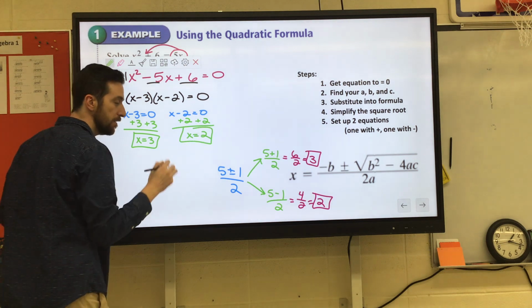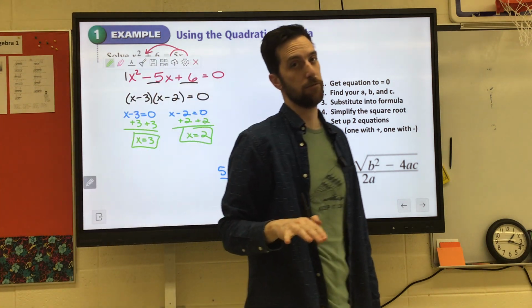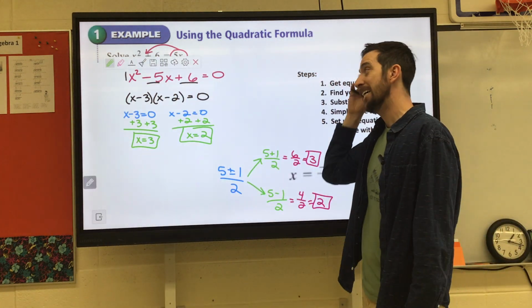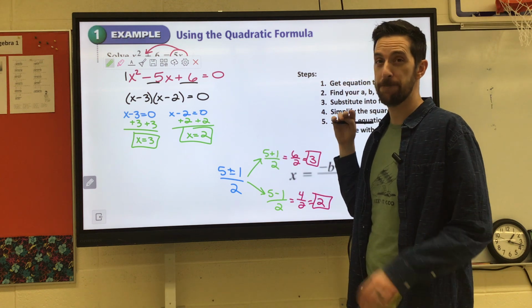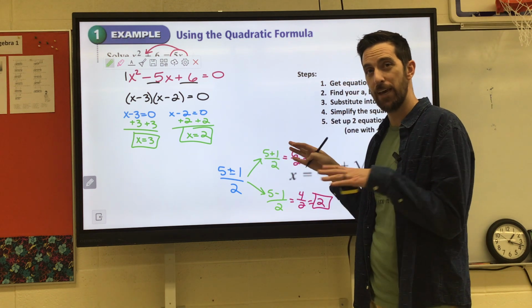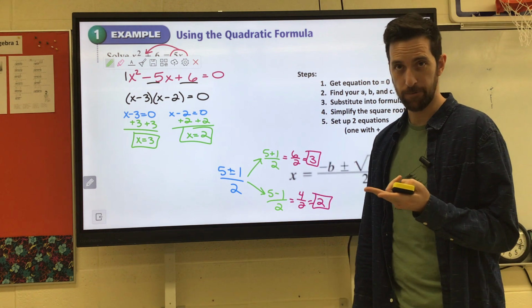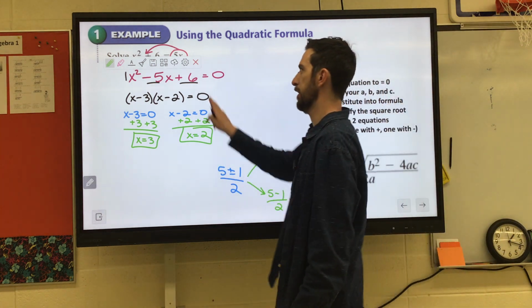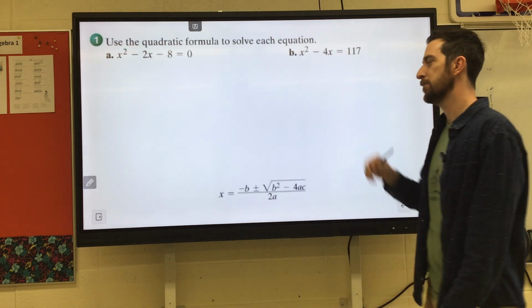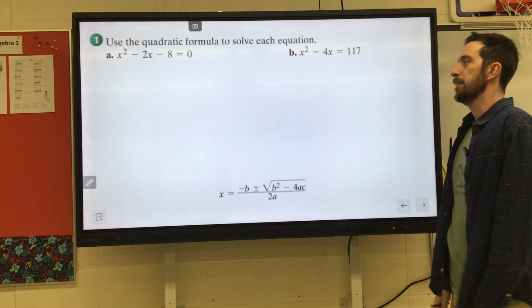Now to me, that's simpler than the quadratic formula. But again, not everything will be factorable. So some problems you can't factor, so you'd have to do completing the square or the quadratic formula. That's why we're practicing the quadratic formula. Gives you another option. All right, here we go.